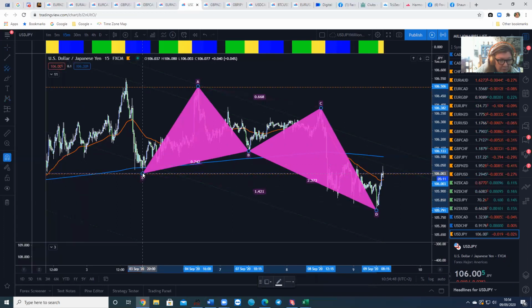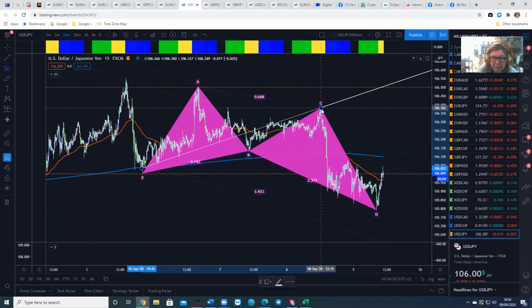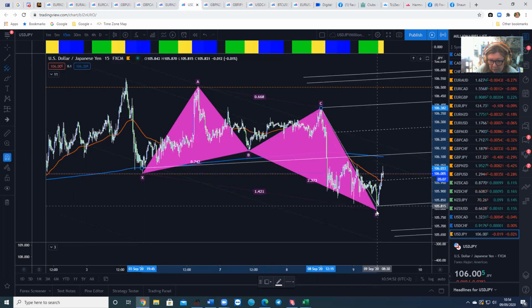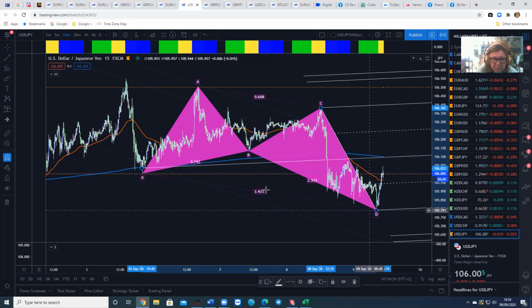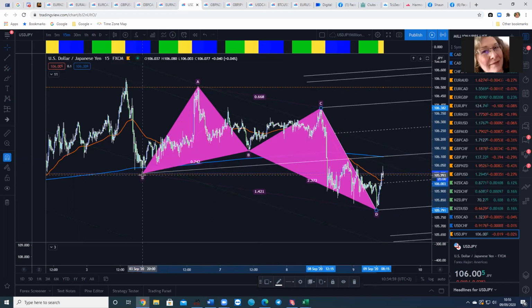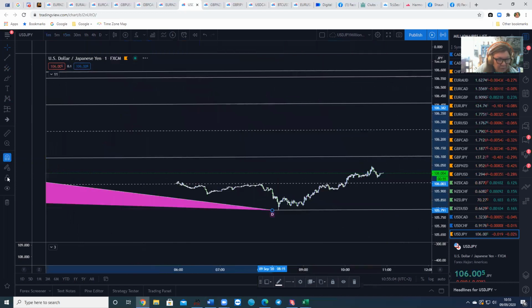Pitchfork. XCD. Make sure you've got your magnet on. That's just slipped. So that looks correct. And then down to the 1 minute.